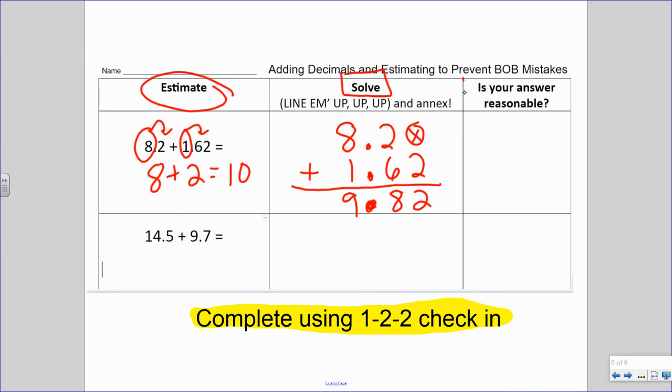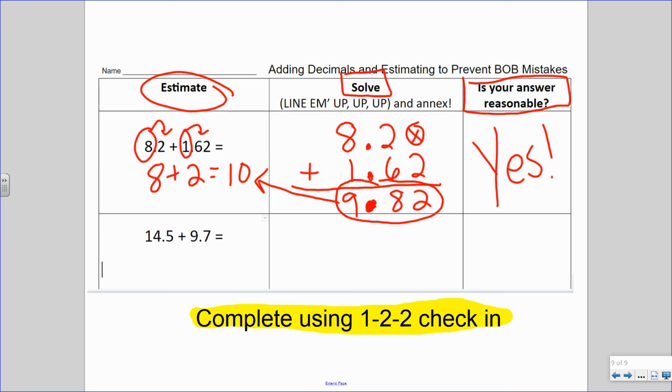And so this last column simply says, is your answer reasonable? So I got an answer of 9 and 82 hundredths. And I know that my answer should be about 10. So this just makes me look at my estimate and look at my actual and make sure my answer makes sense. I think yes, it does. And if I can't write yes, then I shouldn't be moving on. It means I made a mistake somewhere. So yes means I like where my answer is compared to my estimate.